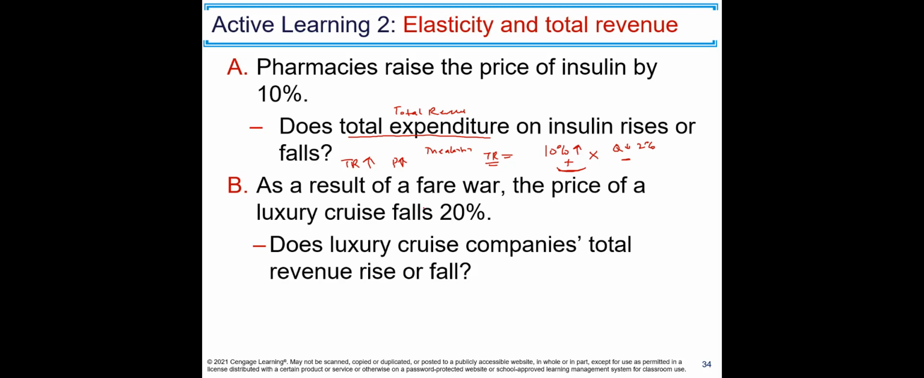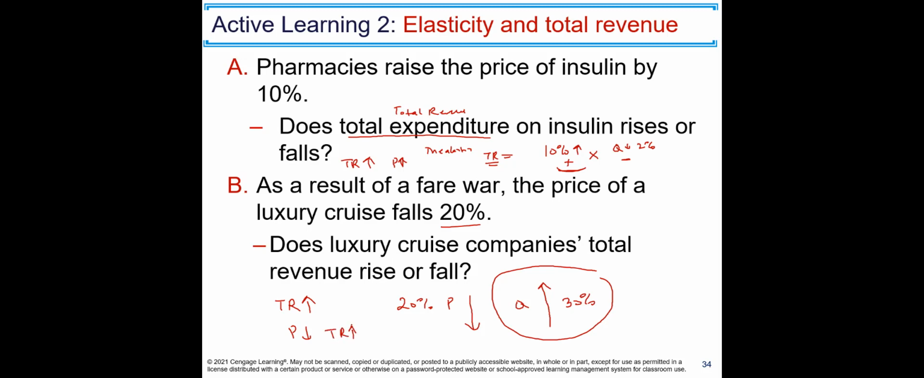Let's look at B. As a result of a fare war, the price of a luxury cruise falls 20%. Does luxury cruise companies' total revenue rise or fall? So a 20% fall in the price will increase the quantity demanded more than the change in price, let's say 30%. Why? Because luxury cruises are very elastic. Therefore, the positive side dominates, right? Look at the size of the increase. It is much more than the drop in price. Therefore, total revenue is going to rise. So price falls, total revenue rises in an elastic good.